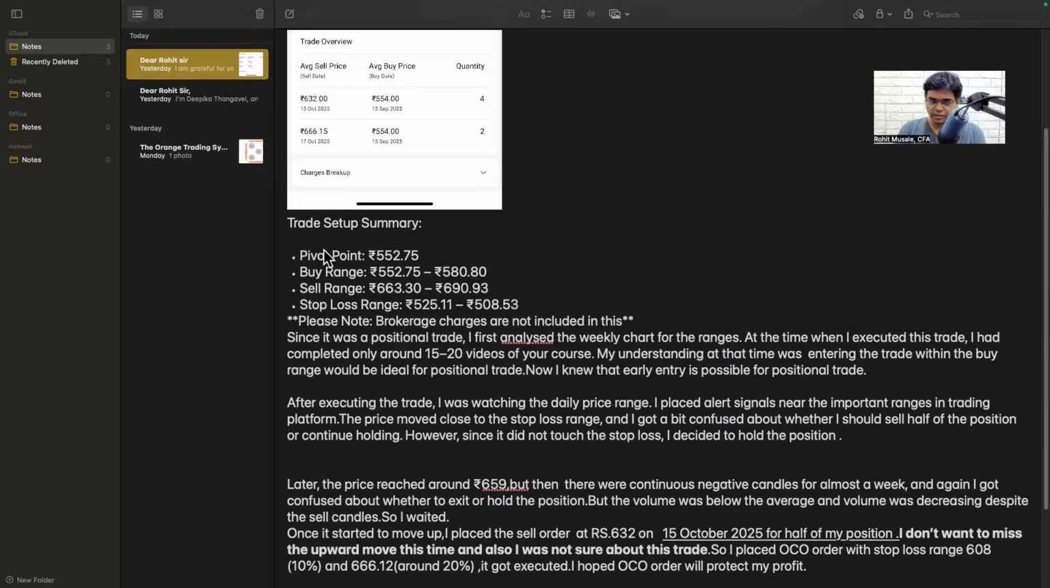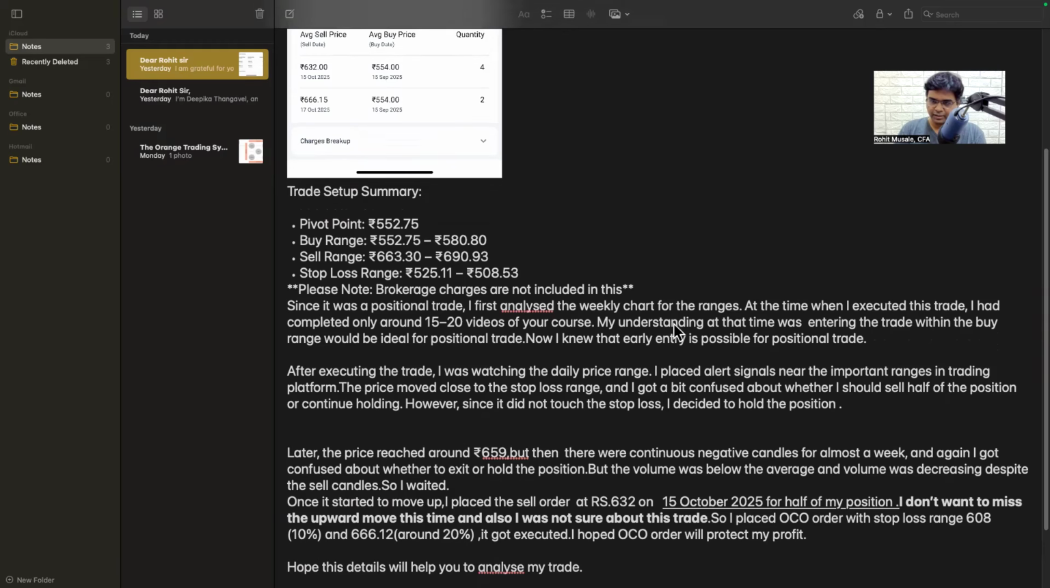So she has mentioned the pivot point, buy range, sell range, stop loss range. But till here, she has not mentioned where exactly the stop loss was put. Because when you take a trade, obviously you have to put the stop loss somewhere, right? So let's continue with the email.